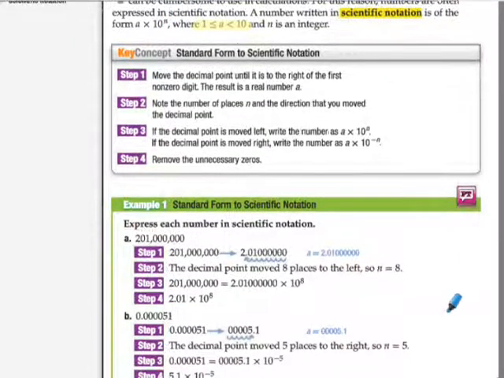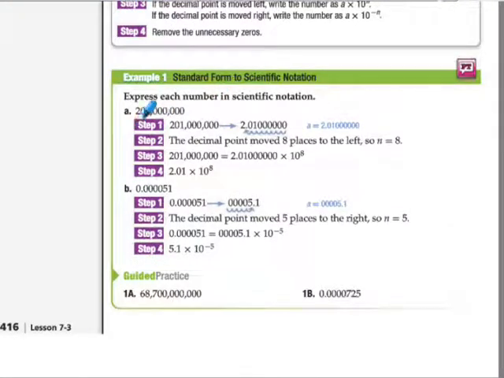So it looks like this. If we're going to express each of these in scientific notation, we would move the decimal point until it gets right there. So then it's 2.01, and we moved it 8 times, so it's 2.01 times 10 to the 8th power, which is 201 million. Here, a really small number, we move it right, so it becomes 5.1 times 10 to the negative 5. Big numbers get a positive exponent, little numbers get a negative exponent.